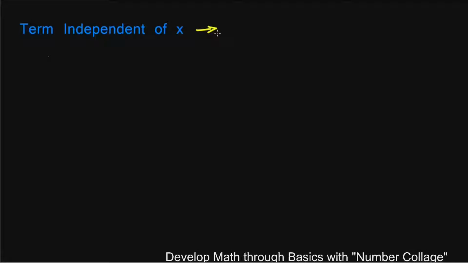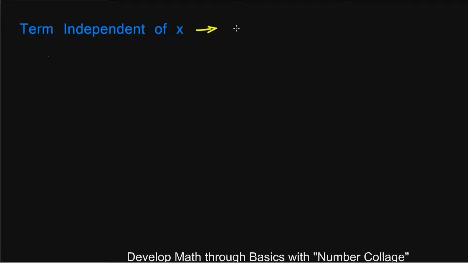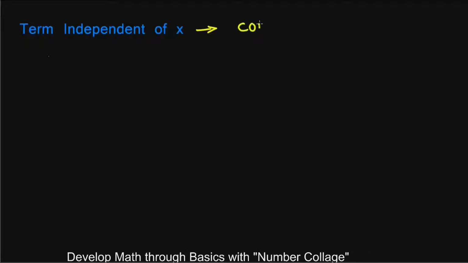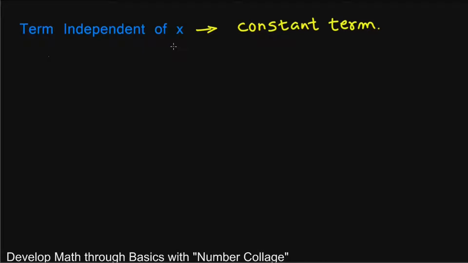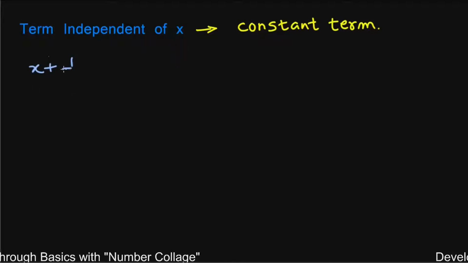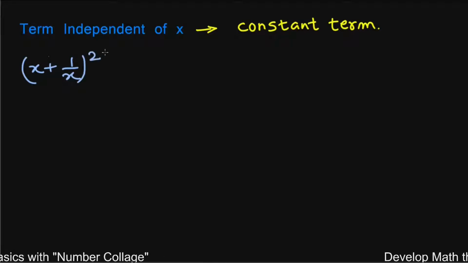Next, we have to study the term independent of x, which means the term which is free from x or which does not contain x, or in other words, it is a constant term. We can get terms independent of x or constant term in the binomial expansion of the kind x plus 1 upon x raised to 2n.